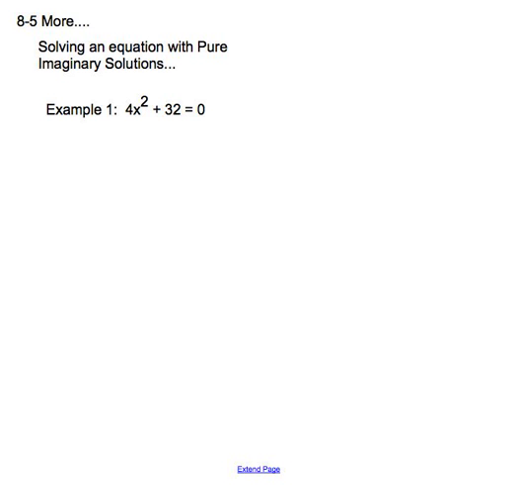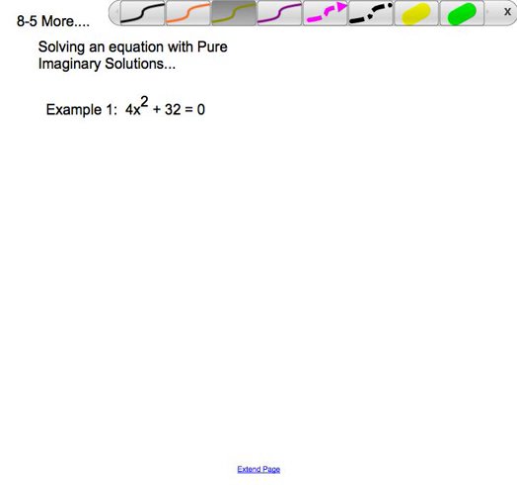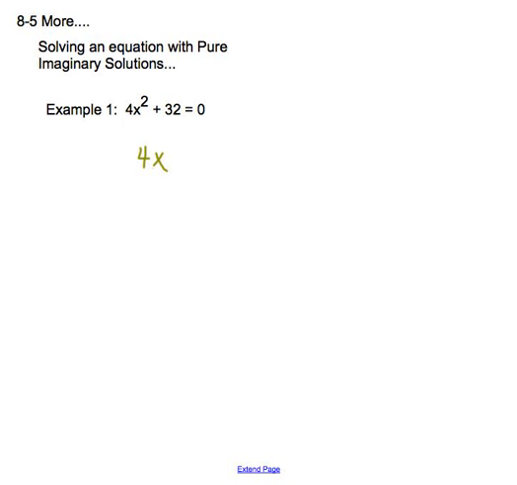So, to start with, we're going to solve this equation for x squared, and then we'll take the square root of both sides. So, our first step is to subtract 32. So, 4x squared, subtract 32 from both sides, is equal to negative 32. Then divide by 4, and x squared is equal to negative 8.